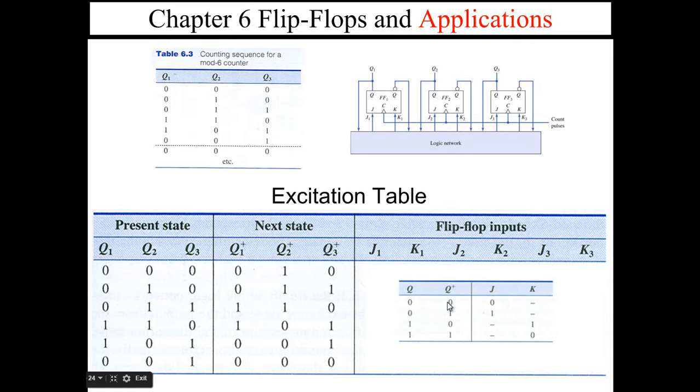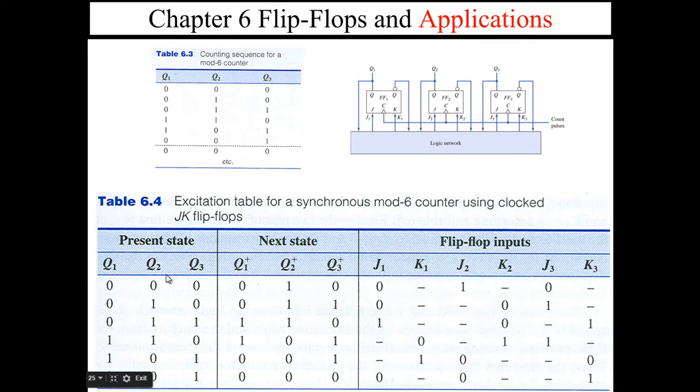Okay, so what we do is we use this table right here. Q1 is changing from 0 to 0. So 0 to 0, J1 would be a 0, and K would be a dash. Q2 is changing from a 0 to a 1. So J2 would be a 1, and K2 would be a dash. So you can see here I filled out this table.